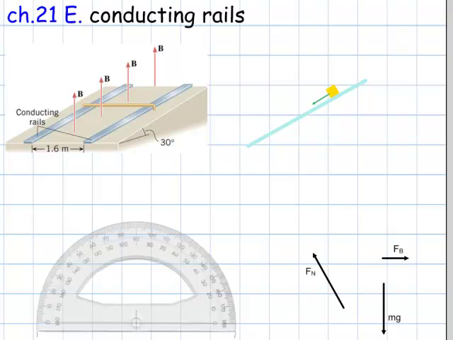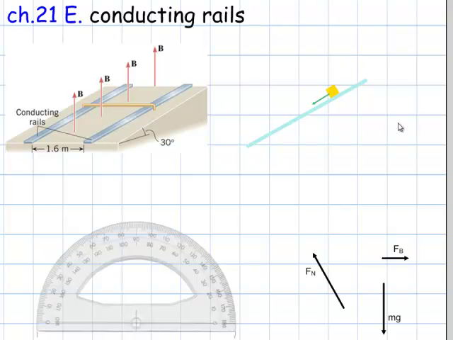Alright, so the aluminum rod has a mass of 0.20 kilograms, that's about half a pound, and has a length of 1.6 meters, that's actually 5 feet, so imagine that this one here is 5 feet across. And I guess for conducting rails, if these are railroad rails, then that would be true. They don't say so, but I figure I'd mention that anyway.